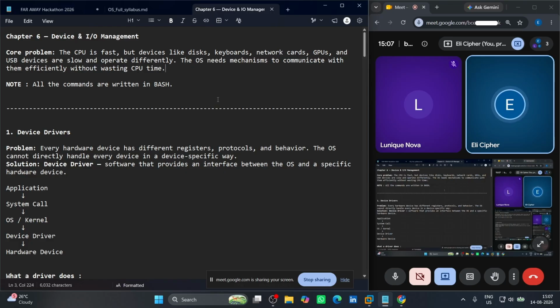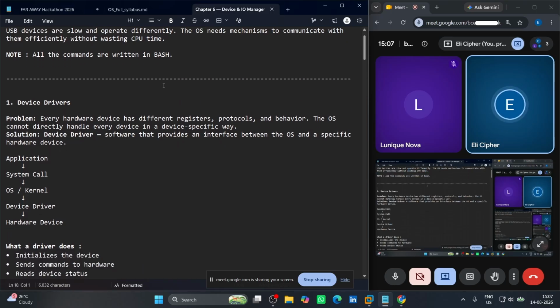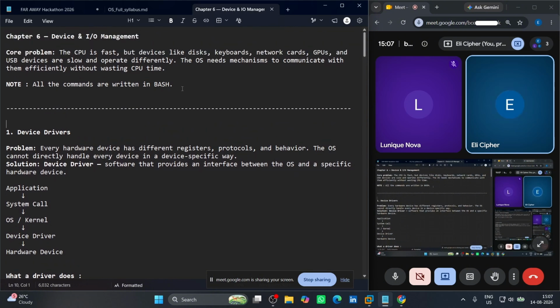As we know, CPU time is a very important resource. It's just like the heartbeat or the oxygen of our system. So the whole thing is going to be focused on saving CPU time, because without it, a lot of CPU time will be wasted. So today we're going to tackle that problem in this chapter. Here is a note that all the commands are written in bash, so that you use them at the appropriate step.